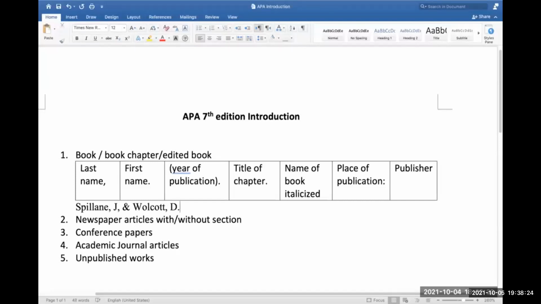Full stop. You put the year of publication. Open brackets first. 2012. Is this source current? Yes, sir. All right, full stop.